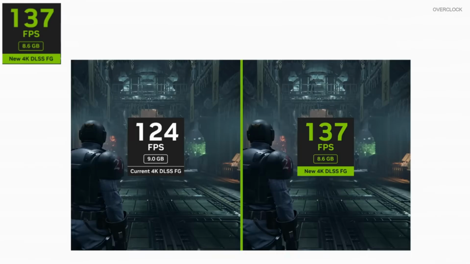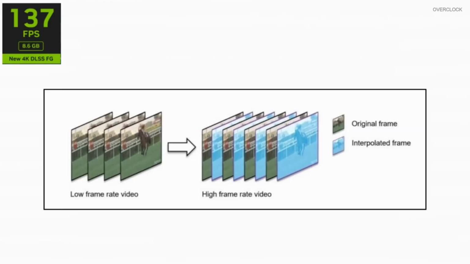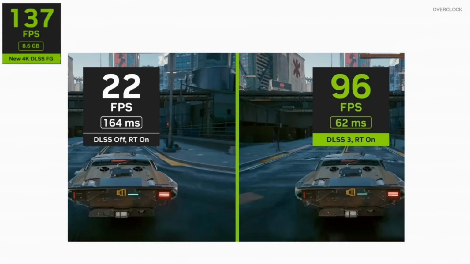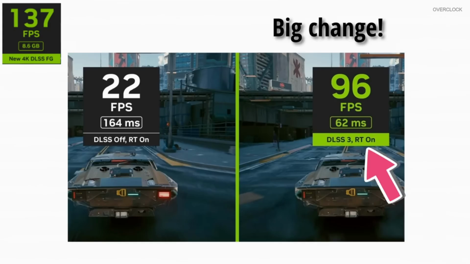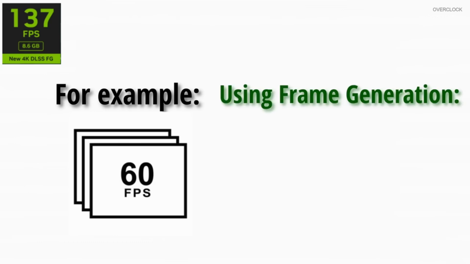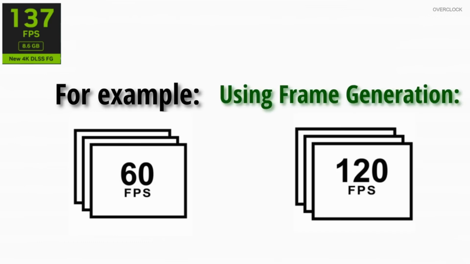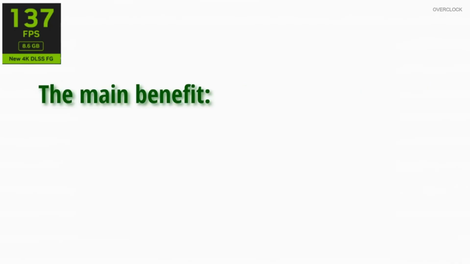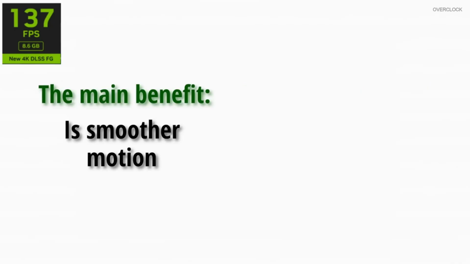Frame generation is a feature that increases FPS by creating additional frames using AI. Instead of rendering every single frame normally, the GPU generates intermediate frames based on motion data from previous frames. This effectively increases the frame rate without fully rendering every frame. For example, if your game is running at 60 frames per second, frame generation can make it appear closer to 120 frames per second. The main benefit of frame generation is smoother motion, especially in visually demanding games.